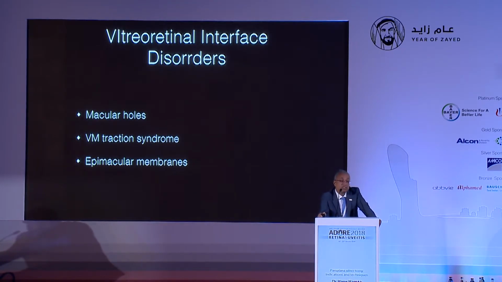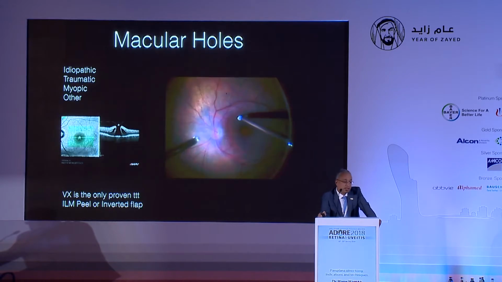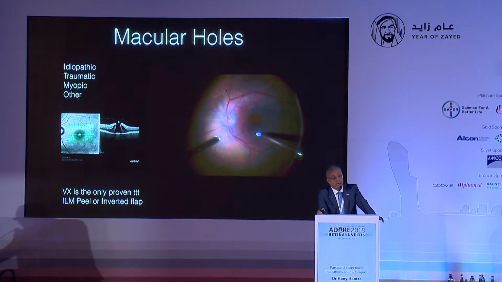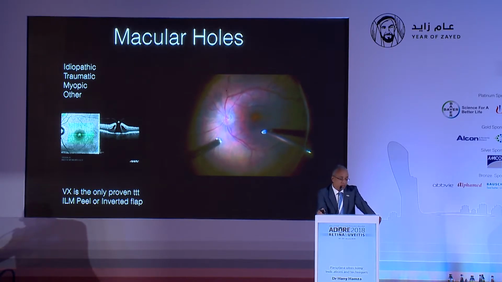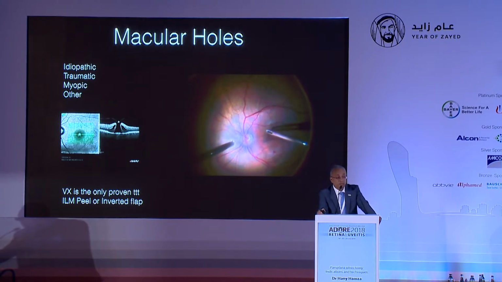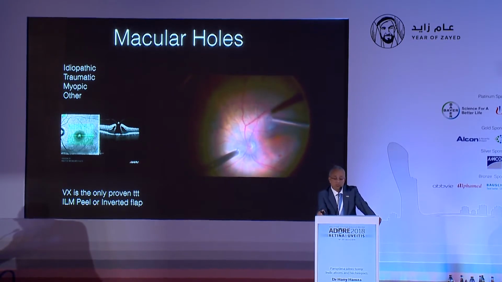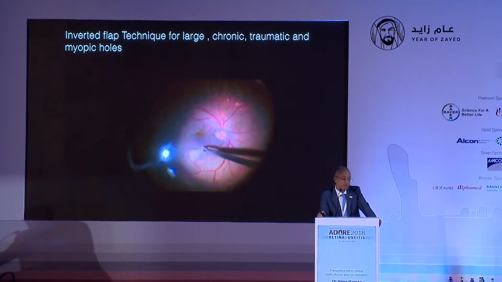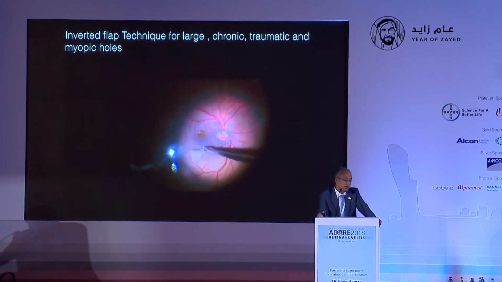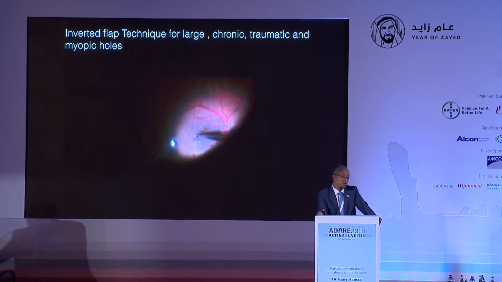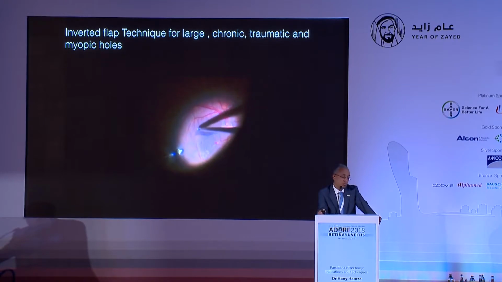The next indication is vitreoretinal interface disorders, and macular holes, whether idiopathic, traumatic, myopic, or others, have one treatment, which is vitrectomy, and this is the only proven treatment. In such cases, you can remove the ILM if the hole is small, or in other cases, you can also do the inverted flap technique, as our colleagues will show in a while, in which you use the ILM flap as a scaffold to promote proliferation and closure of the hole.